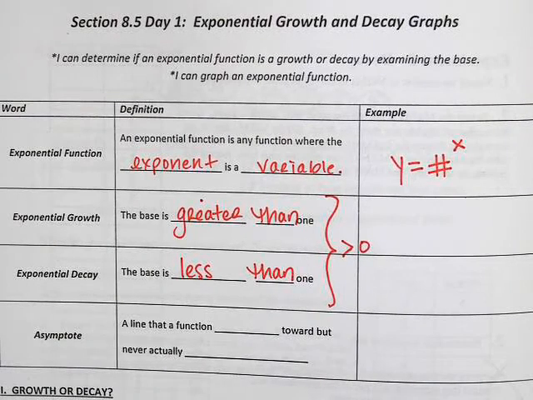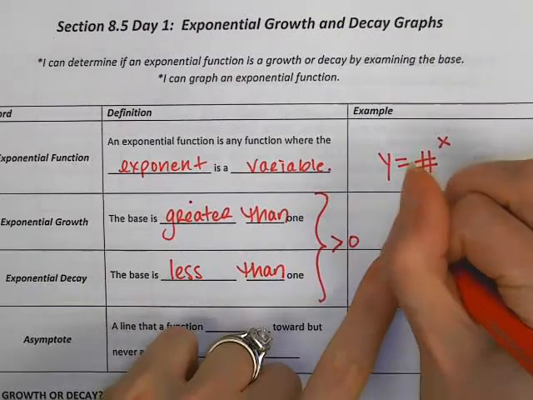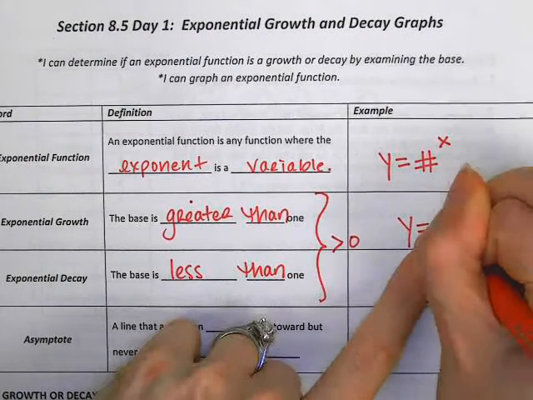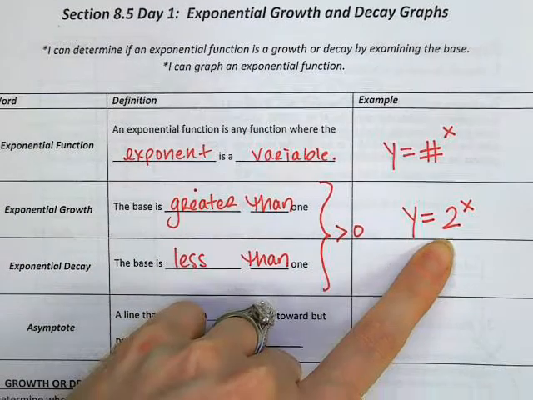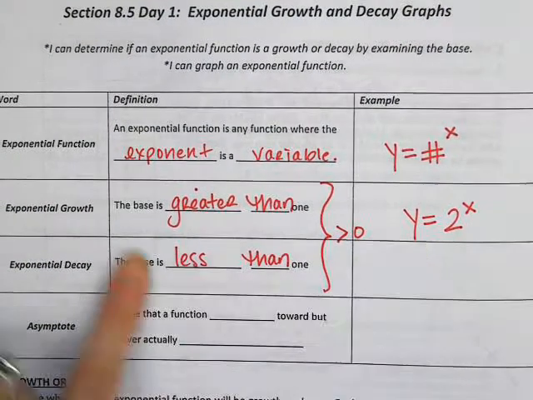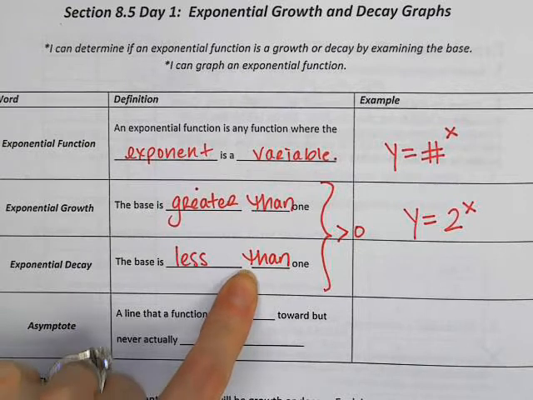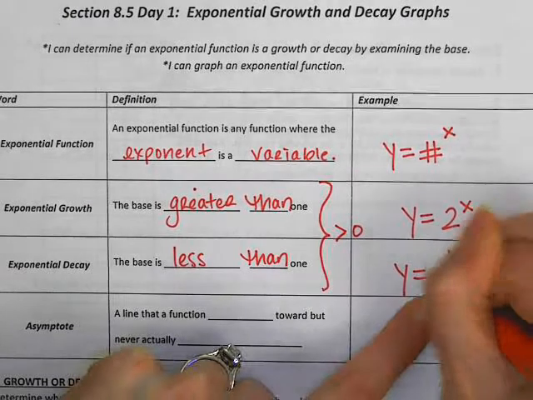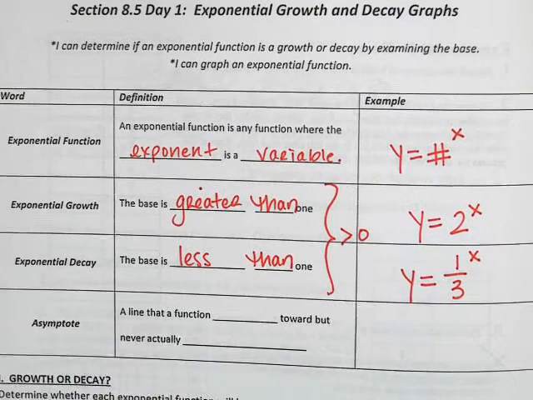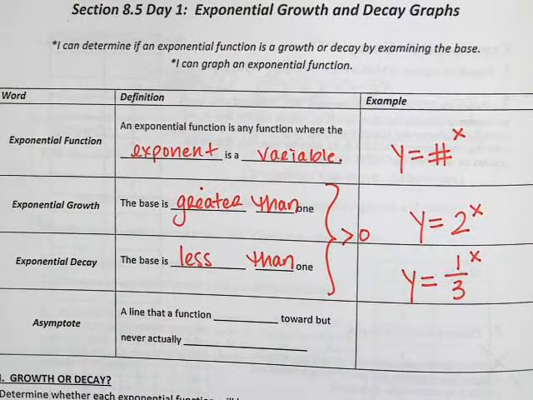Okay, so an example of an exponential growth, a number bigger than 1, could be like 2. So y equals 2 to the x power, that would be a growth because 2 is bigger than 1. Decay, to get a number less than 1 but not negative, it would have to be a fraction. So maybe like 1/3 to the x power. That would be a decay.